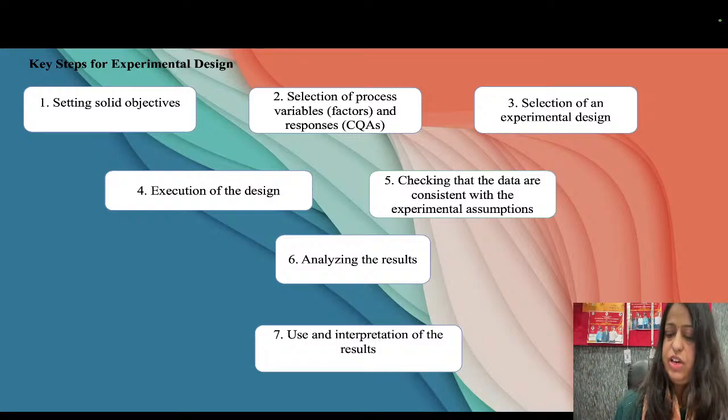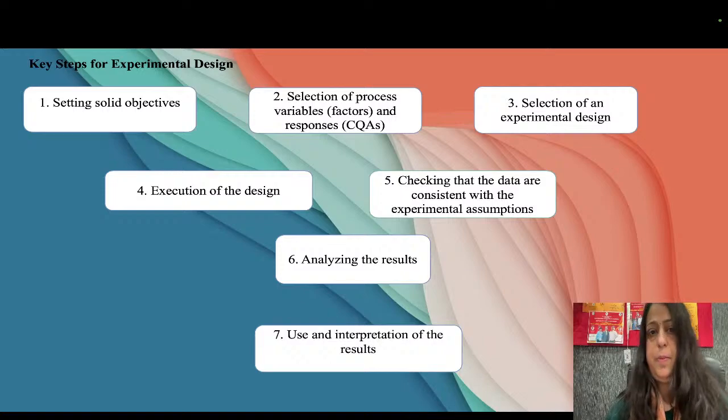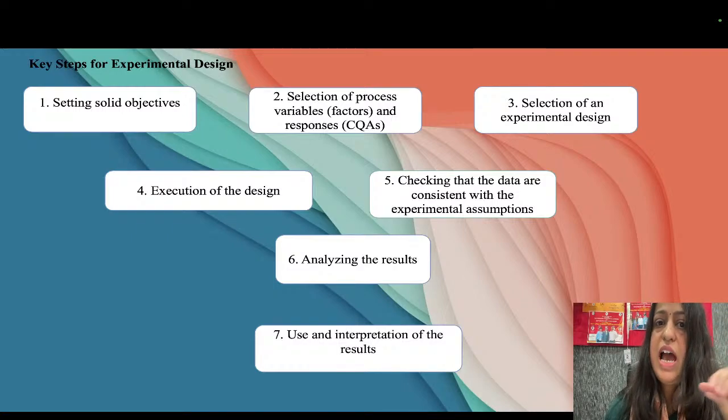Then the effect of these independent variables will affect which type of responses that are selected here. अब CQA क्या है? CQA है critical quality attributes. So critical quality attributes means वो attributes जो कि उस प्रोसेस को, उस फॉर्मुलेशन को क्रिटिकली अफेक्ट कर सकते हैं, तो वो रिस्पॉन्सेज हम लेंगे.